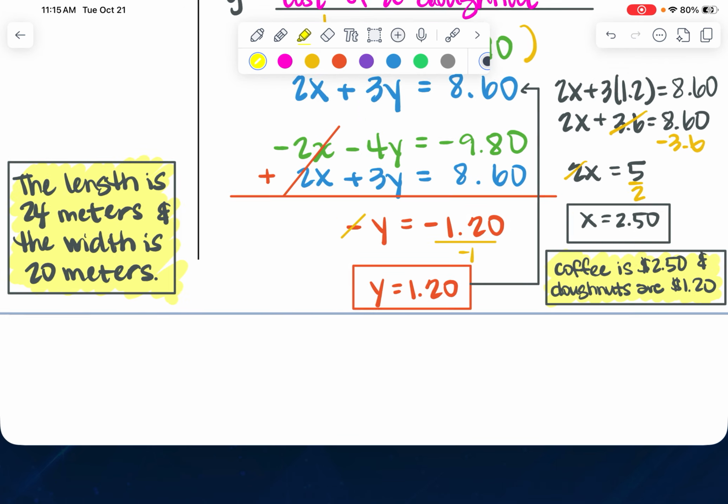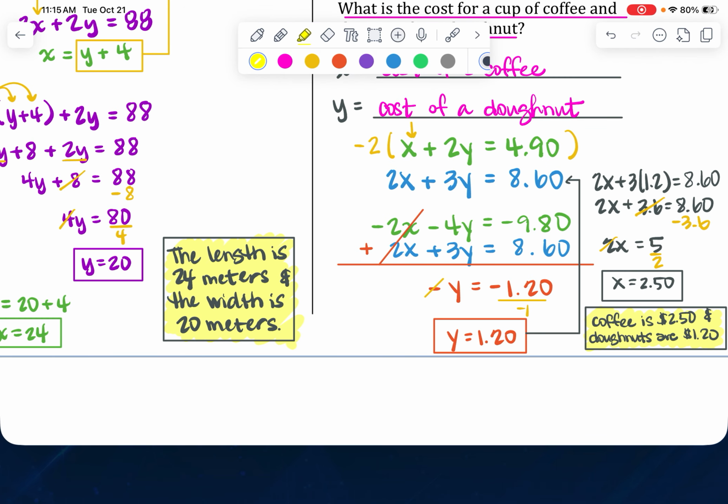And of course, I can totally check my answer just really quick. I'm just going to analyze each customer and make sure that gives me the correct amount. So I'm just going to use my calculator. I'm going to type in 2.50, that's 1 coffee, plus 2 donuts at $1.20 apiece. And yeah, my calculator tells me that's $4.90.